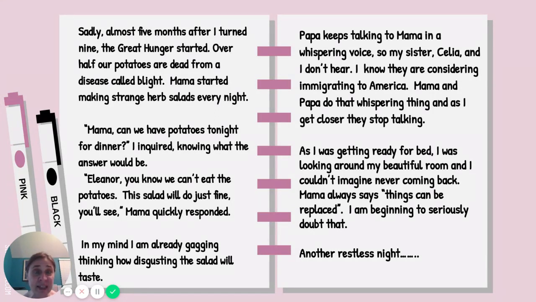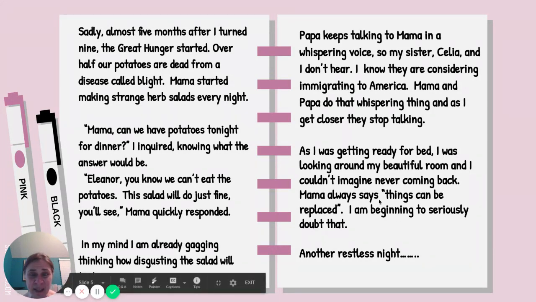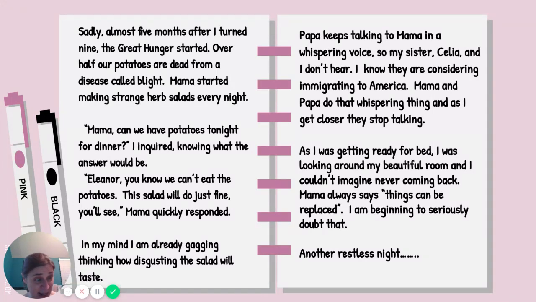We know that things are changing in her country because they can no longer grow potatoes. And they're stuck with this herb salad that the main character really dislikes. And the parents are talking about immigrating to America. You are getting the feeling that Eleanor's really not too happy about that, as she's feeling very restless at night, thinking about possibly moving to America and never coming back, and how she's feeling about that.